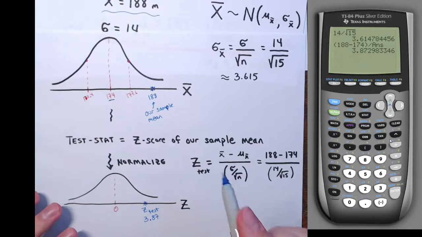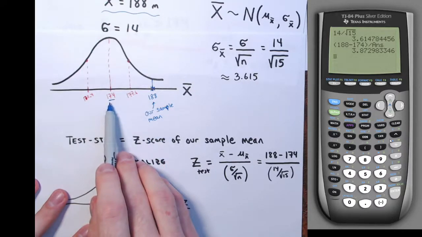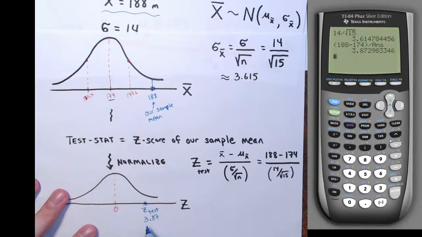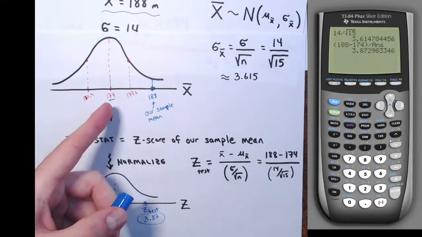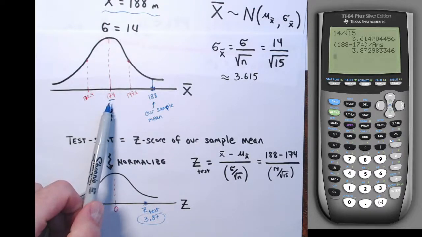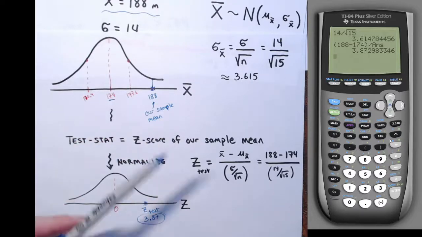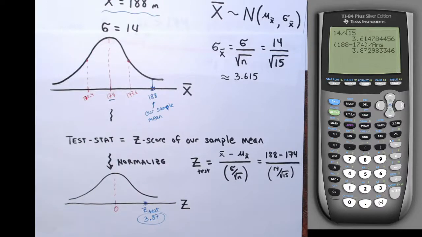So that means our sample mean of 188, if we assume the mean of the means is actually 174, comes in at 3.87 standard deviations above the mean. And that is very far away. So later on, we would probably say that the assumption that the mean is 174 is probably incorrect. Because if the population mean were 174, then you would think our samples would come in probably within two standard deviations of it. Any sample we took would be closer to 174 than this. This is almost four standard deviations above the mean. That's very far away. Remember, anything more than two standard deviations away from the mean is pretty far.